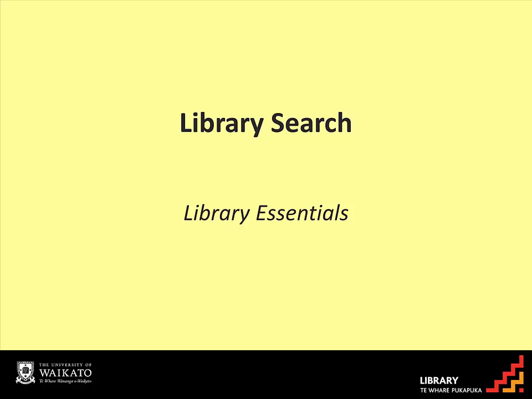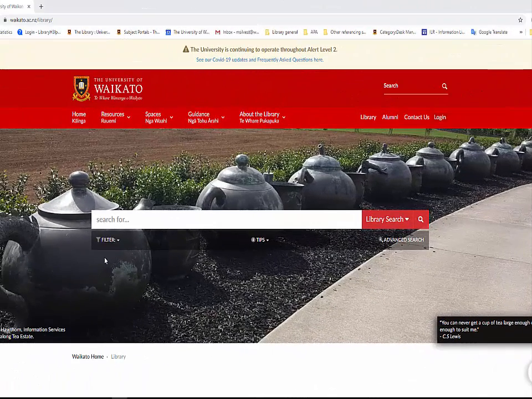Finding resources at the University of Waikato Library is done through Library Search. Library Search covers all the material found in the Central Library and the Teaching Resources Library, as well as nearly all of the databases that the University of Waikato subscribes to.